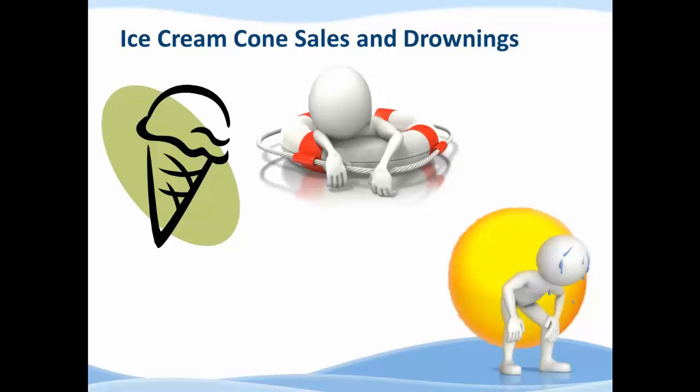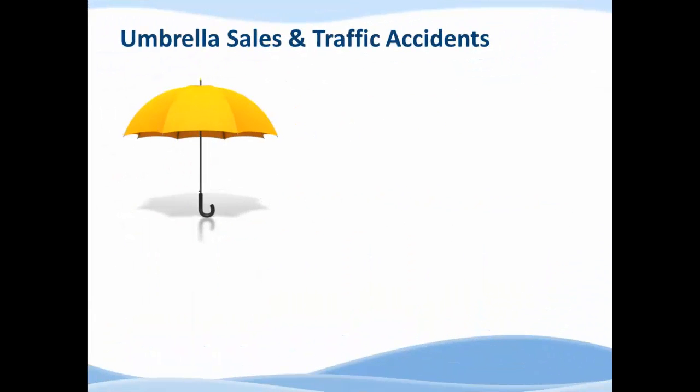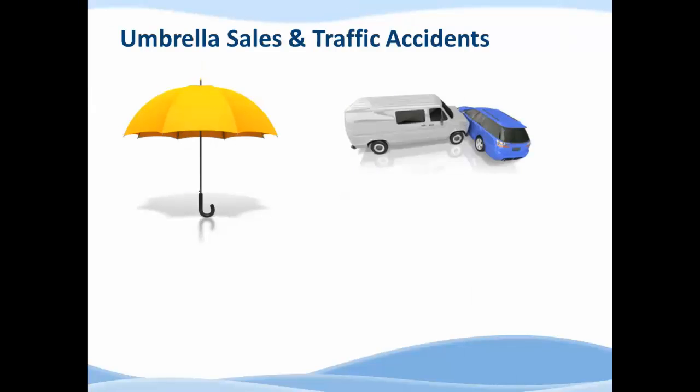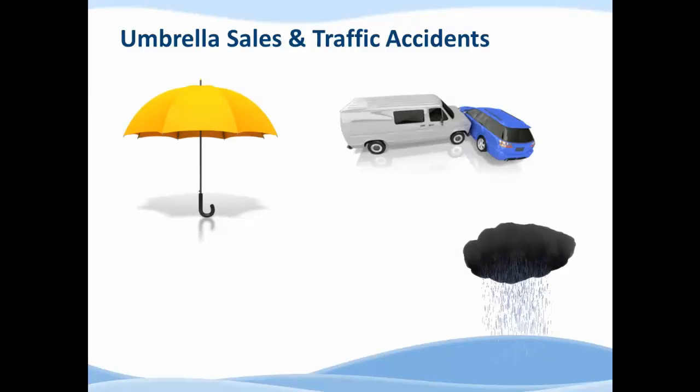Here's another classic example. Umbrella sales happen to be very highly correlated to traffic accidents. What's going on? Are they popping open inside the car? Well, you probably guessed it. The lurking variable in this case is a rainy day. More umbrellas are sold on rainy days, and more traffic accidents happen to occur on rainy days.